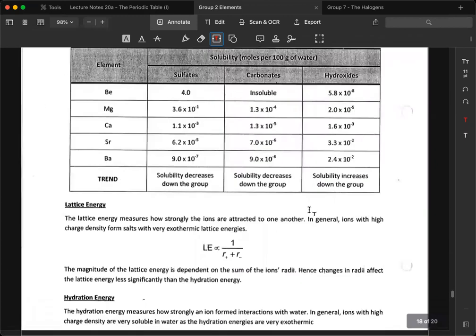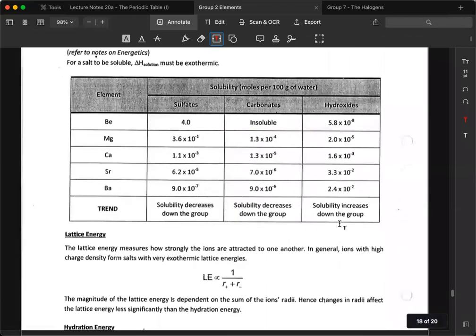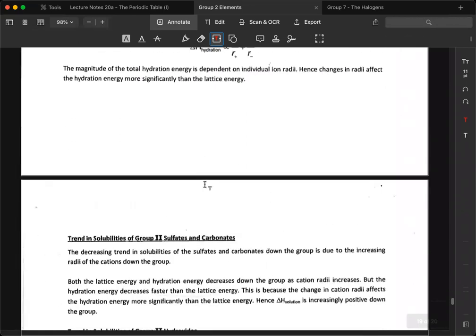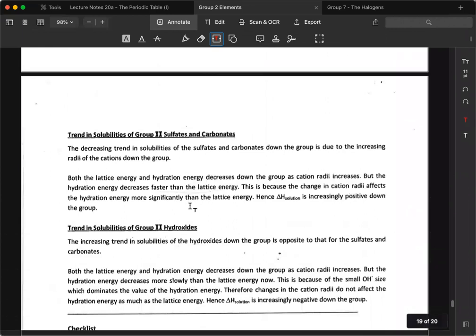That's for the hydroxide. Hydroxide solubility increases, but the carbonate and sulfate decrease because the size of the carbonate and sulfate is much bigger. But for the hydroxide, because it's smaller, they affect less, so more soluble.